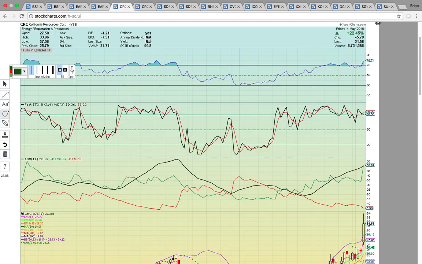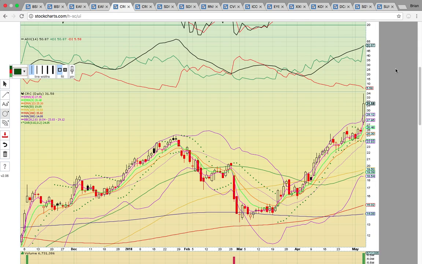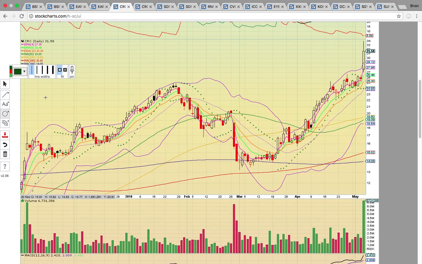Okay, let's look at CRC. So yeah, this does trade at $31 a share now. It had a reverse split a while ago, and it has been in this nice uptrend. It closed up 22%. Check out the big breakout on Friday.